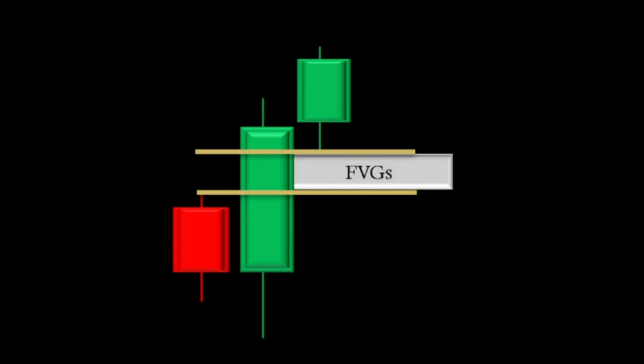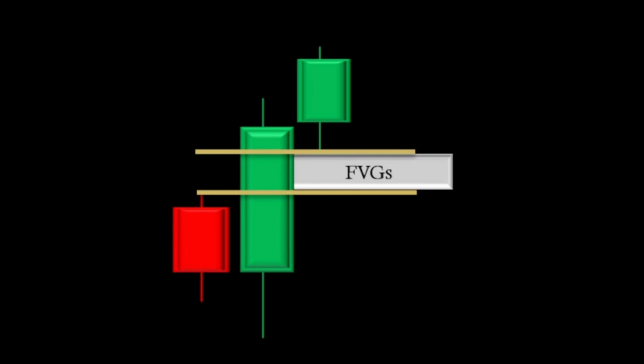If the wick of the first candle doesn't overlap with the wick of the third candle, you've got yourself a fair value gap. This gap indicates a strong momentum in one direction, often driven by institutional players who leave their footprints behind. Now, let's talk about how to trade these gaps.